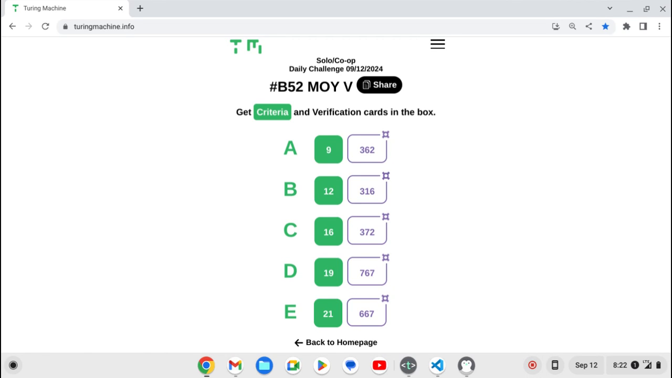Let's begin. Today's September 12th, 2024, and we're solving the Daily Turing Machine Puzzle. Today's puzzle uses the following 5 criteria cards: criteria card 9, 12, 16, 19, and 21. And the puzzle uses the purple verification cards. The code above is your way to get more information on today's puzzle by searching the code on turingmachine.info. Let's go solve.